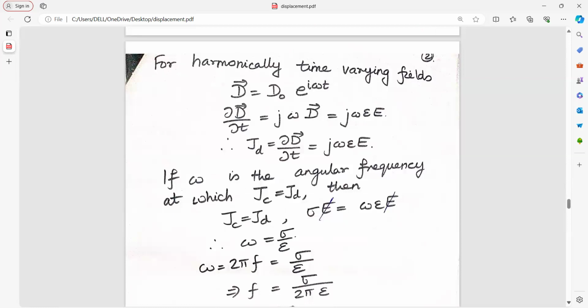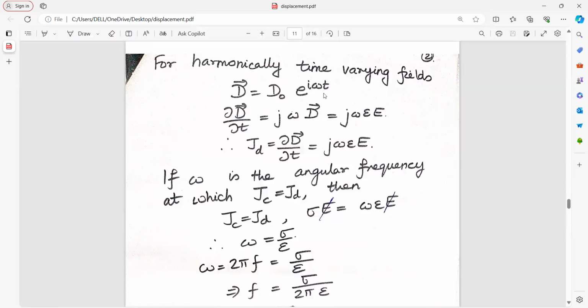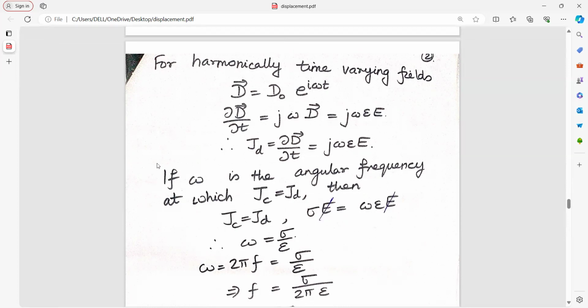For harmonically time varying fields, D is equal to D naught e to the power of j omega t. So this we are doing so that we can get a formula for f. Omega is the angular frequency at which conduction current density is equal to displacement current density. So sigma E is equal to omega epsilon E. And straight away, E and E will get cancelled. Omega is sigma upon epsilon.